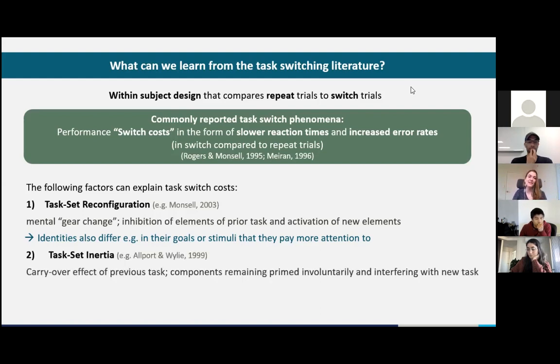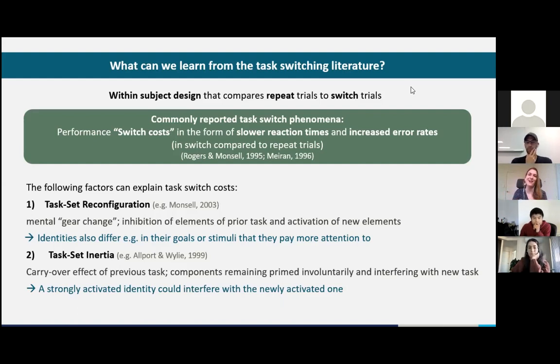A second factor is task set inertia, and that's a carryover effect of the previous task. So it's involuntary, and it means that the previous task basically remains primed and interferes with the task you're trying to switch to. And again, there's a link to social identities. So we might say, if there's an identity that's almost chronically salient or very strongly salient for whatever reason it might be, this identity might interfere with the switch. So it might remain active even though you would normally switch over to another identity. And again, that could result in those identity activation costs.